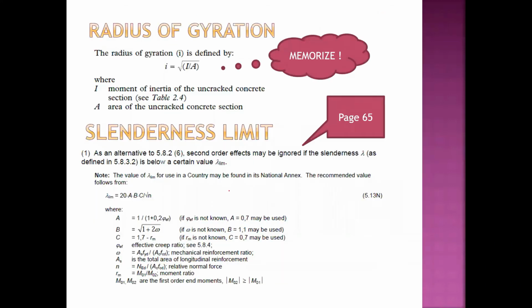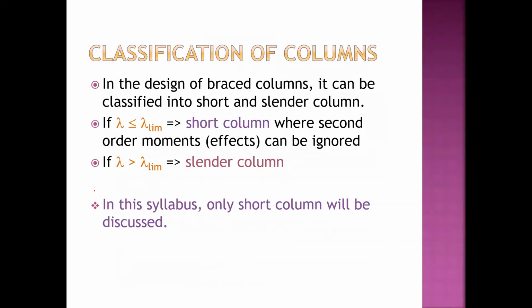And then these are the slenderness limits. You can use these equations. The slenderness limit is important in order to classify the column, whether it is a short column or a slender column. If the slenderness ratio is below the limit, the column is a short column, and if it is greater than the limit, this is a slender column. However, for this syllabus, we only cover the design for short columns.